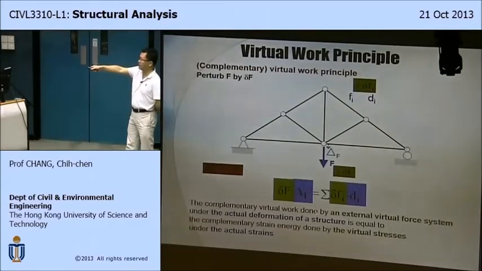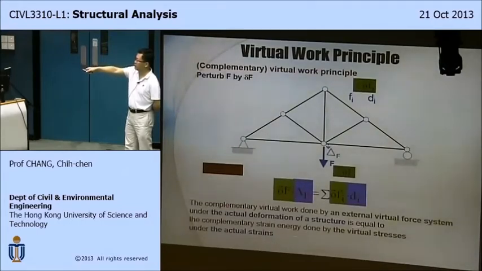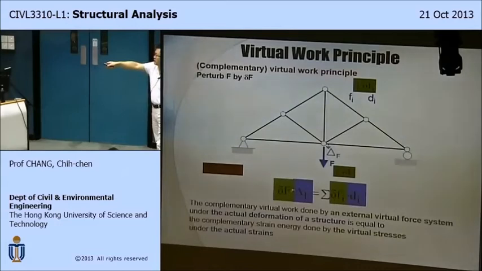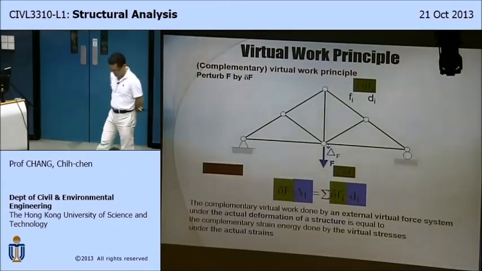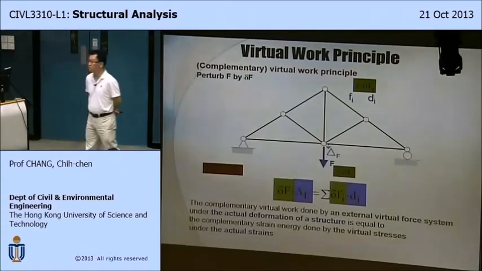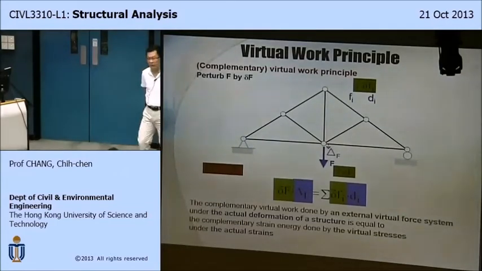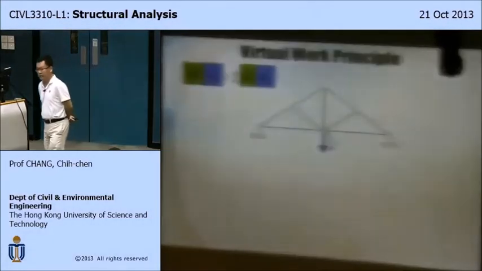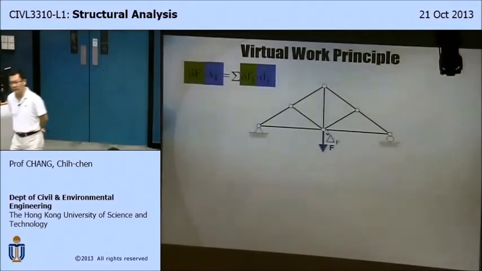So the statement just states that you have this virtual force times the actual deformations, so that's called complementary virtual work, is equal to virtual stress times the virtual strain, integrate for the whole volumes, and that gives you the complementary virtual strain energies. So this is complementary virtual work. This is complementary virtual strain energies. So that's what the virtual work principle is defined. Okay, still not clear how we can use this. So next is further explanations how we can use this to calculate.